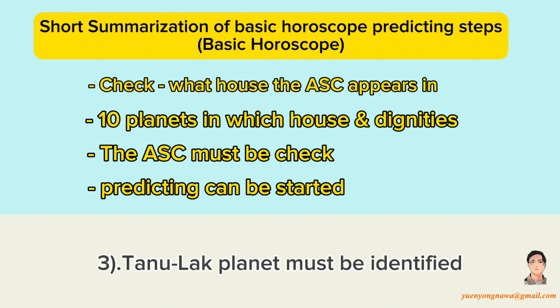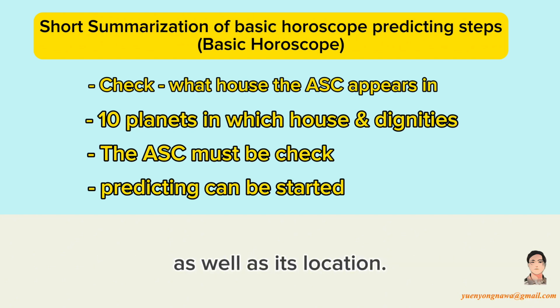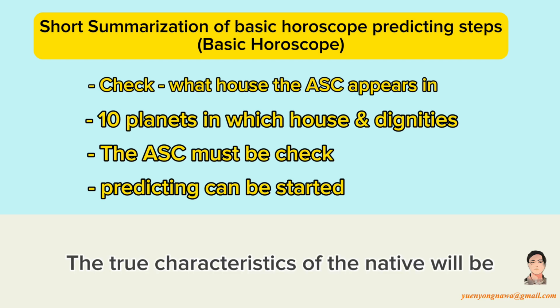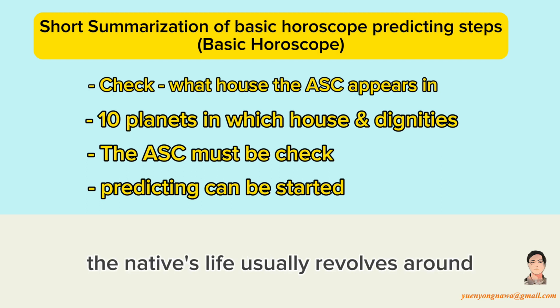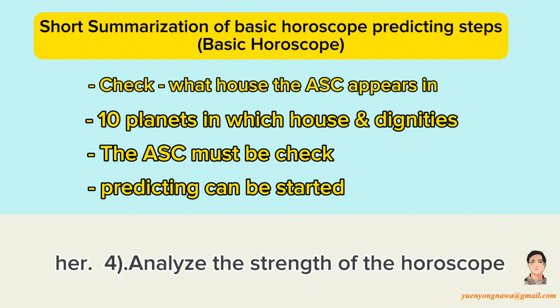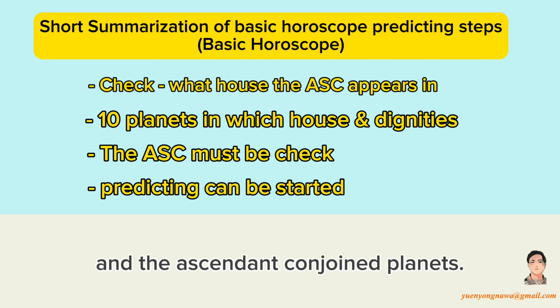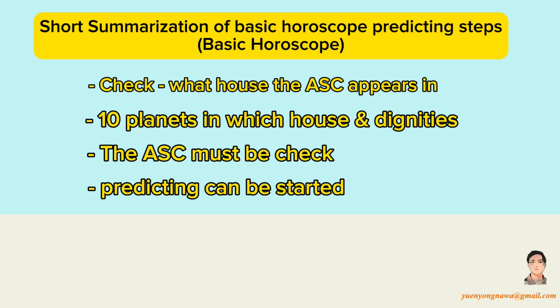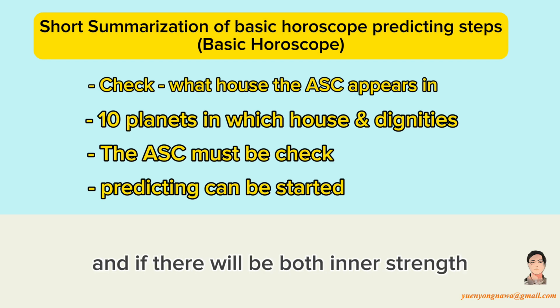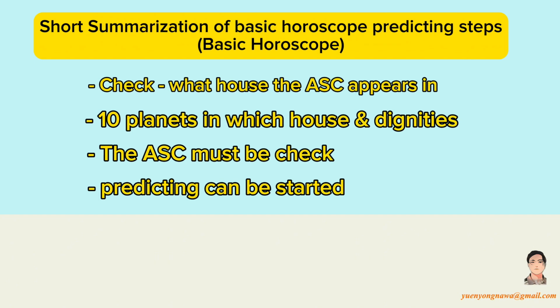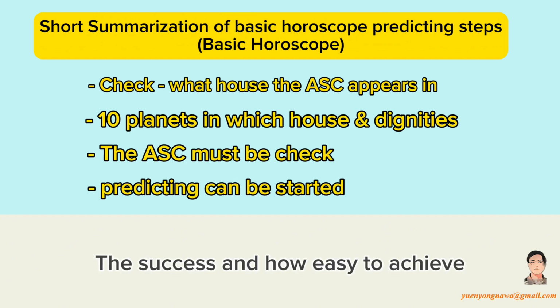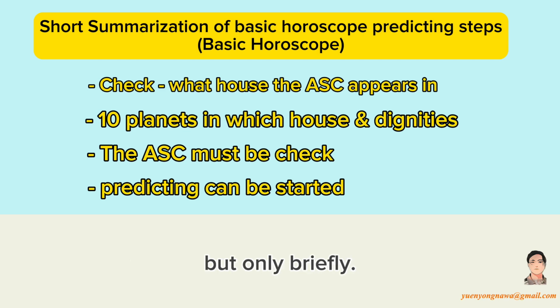3. The Tonulac planet must be identified as well as its location. The true characteristics of the native will be according to it. The house it is located in will indicate the things that the native's life usually revolves around and is most important to him or her. 4. Analyze the strength of the horoscope by checking the Tonulac planet and the ascendant conjoined planets. Check what dignities they have and if there will be both inner strength and outer strength or only outer strength and the inner is weak, etc. The success and how easy it is to achieve the goals will depend on them, but only briefly.